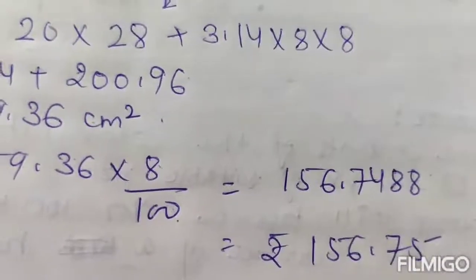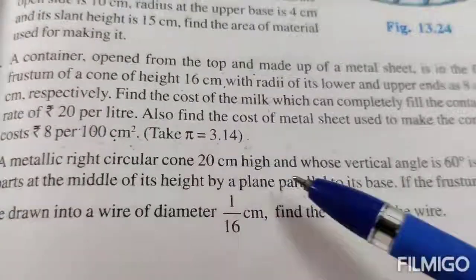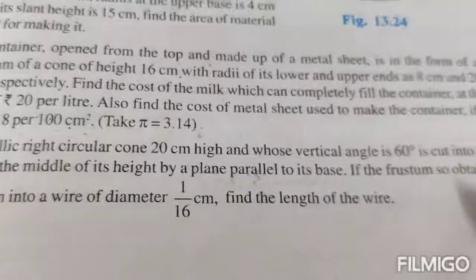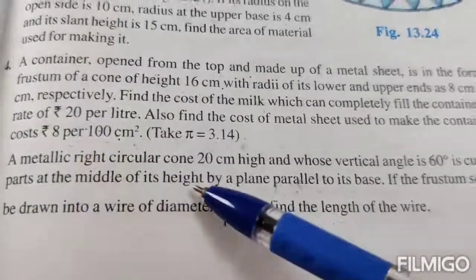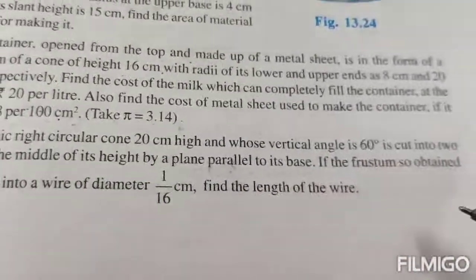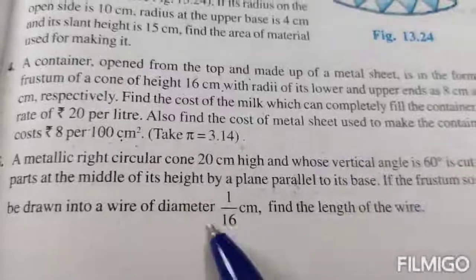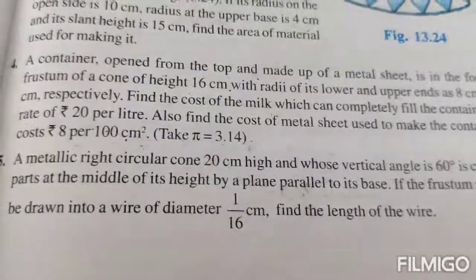It means rupees 156.75. Last question, 5. A metallic right circular cone 20 cm high and whose vertical angle is 60 degree is cut into two parts at the middle of its height by a plane parallel to the base. If the frustum so obtained be drawn into a wire of diameter 1/16 cm, find the length of the wire.